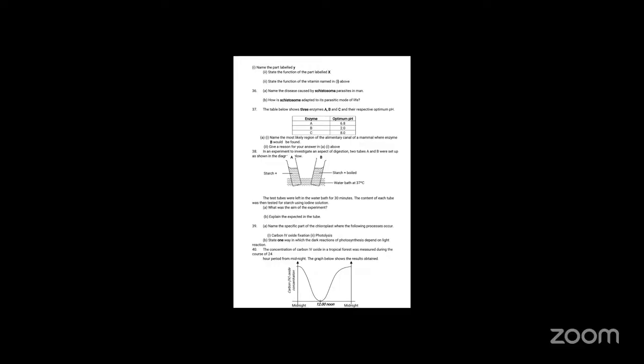Light stage ama photolysis ina take place wapi? The granum. Kwa granum, kwa sababu granum iko na nini? What did we say is found in the granum? Iko na chlorophyll. Very good. Iko na chlorophyll, the one that traps sunlight for photosynthesis, isn't it? Yes, good. Is there any question?